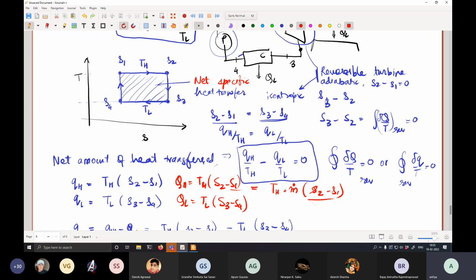So once you obtain the net specific work, how do you find out the total work? If you know the net specific work, how do you find out the total work? Multiply by the mass flow rate, or multiply by the mass. Okay, good. That's what you were trying to say, right? Yes, sir. I was trying to say mass flow rate.